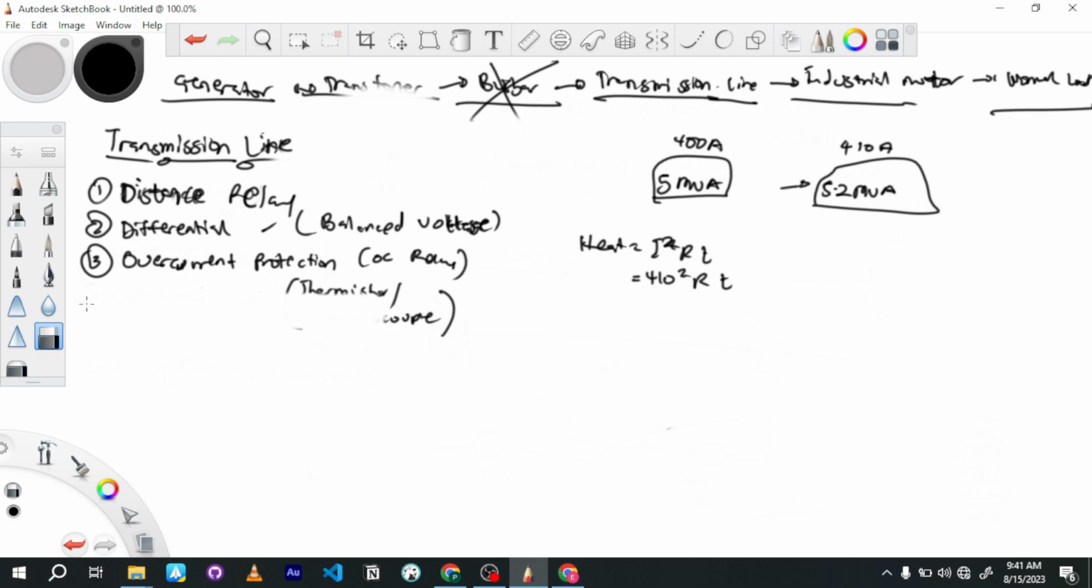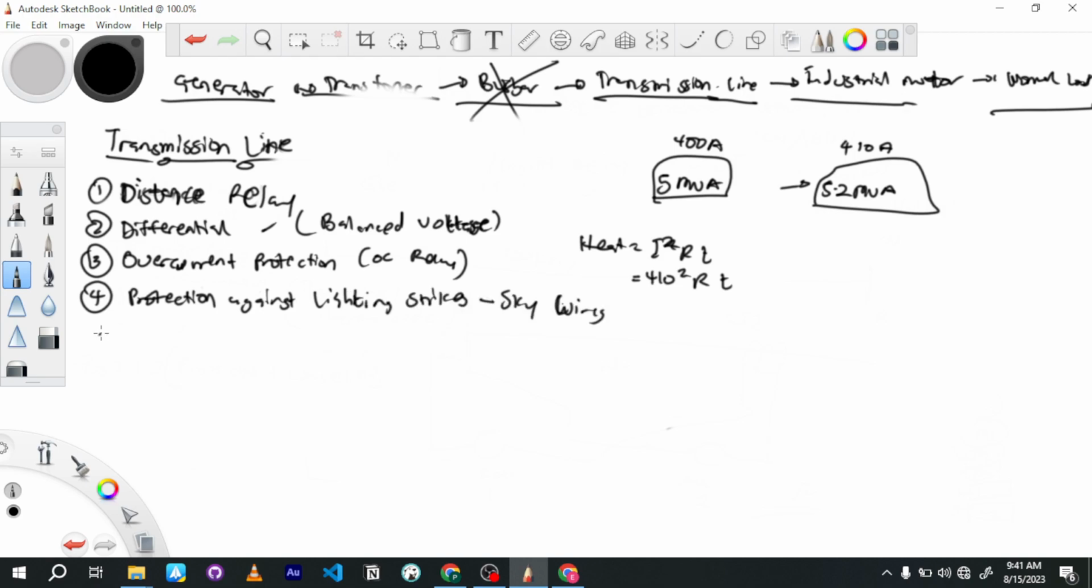So four, protection against lightning strikes. You use sky wires for this, sky or earth wires. Simple. Then protection against damage of line insulators by flashover. With this one, we use arcing horns.